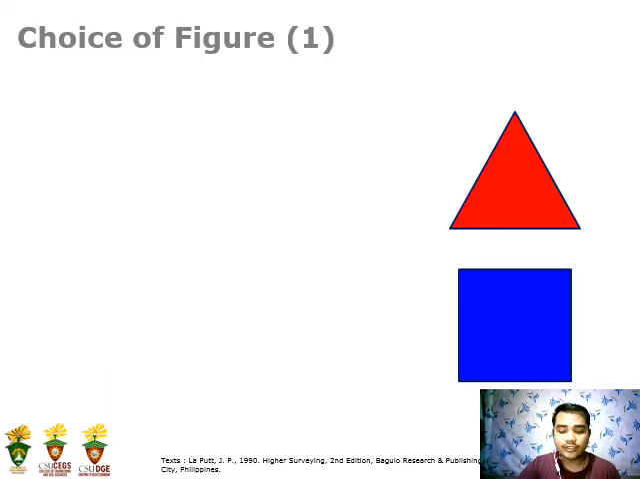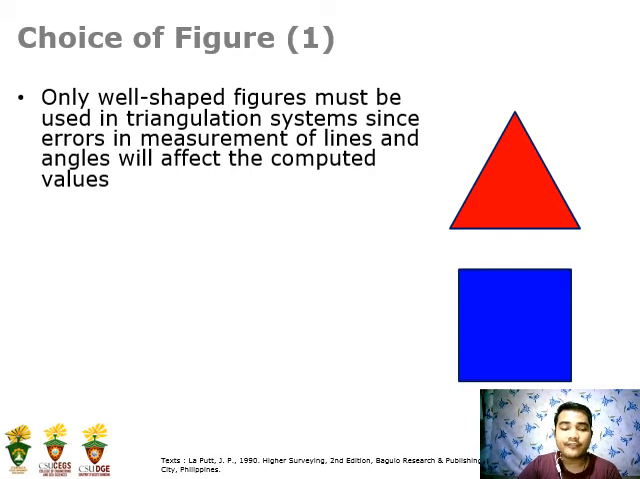For choice of figure, only well-shaped figures must be used in a triangulation system, since errors in measurements of lines and angles will really affect the computed values. So an important step that you do in triangulation is that your figure should be well shaped. Or you should use the right figure in your triangulation, because it depends on the accuracy you want to attain, and so on.